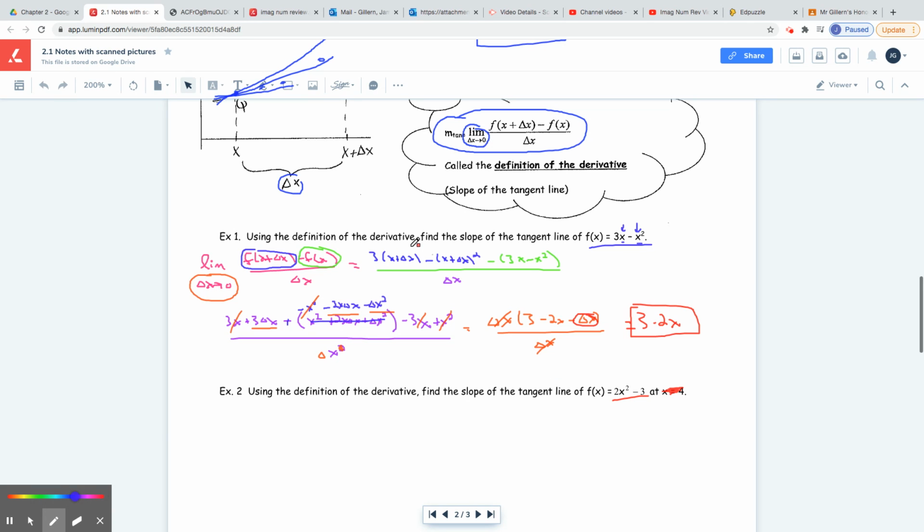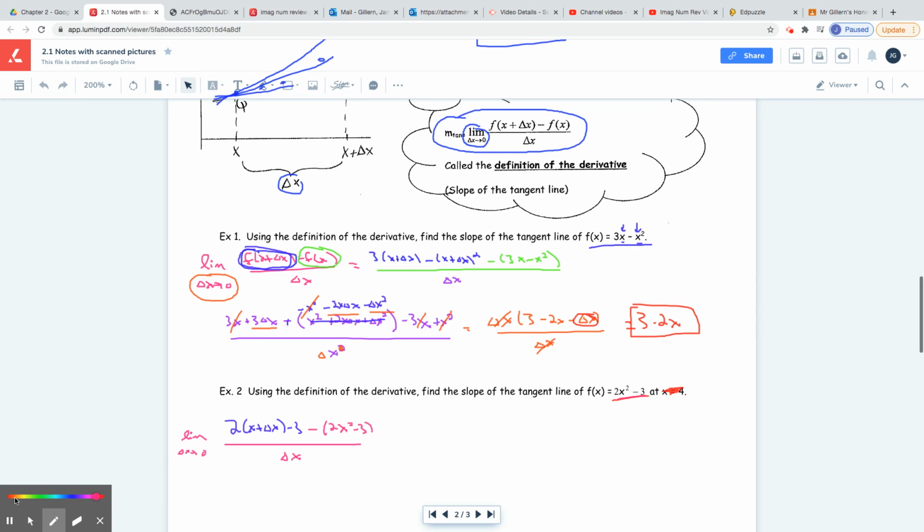The first thing I need to do is plug in x plus delta x for that x. So 2, instead of x, I put x plus delta x minus 3. That's the first part. That's the f of x plus delta x. Now I've got to do minus f of x, which is that. Put in parentheses 2x squared minus 3, all over delta x. And remember, this is the limit as delta x approaches 0.